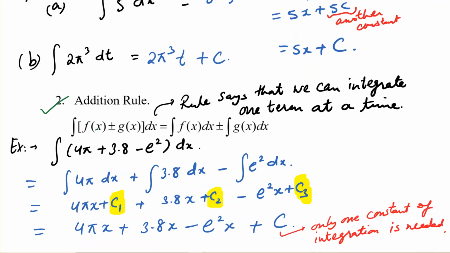Thus, if you have a sum or subtraction of a few different terms, you can split the integral into the different terms and then find their integrals.